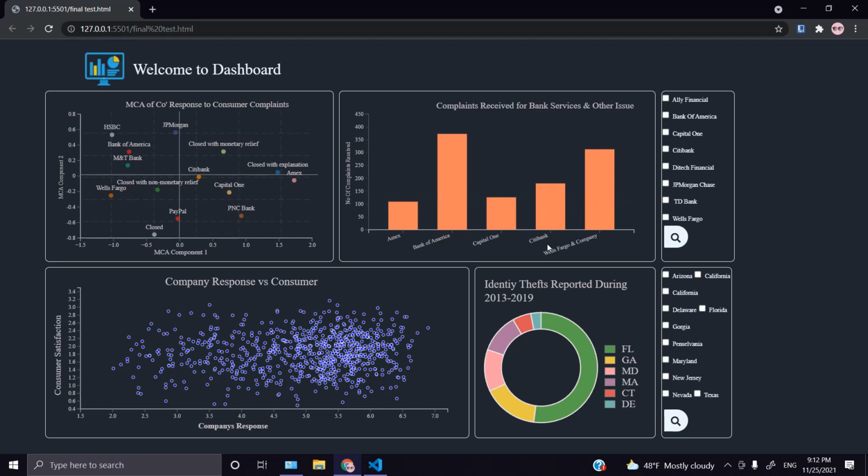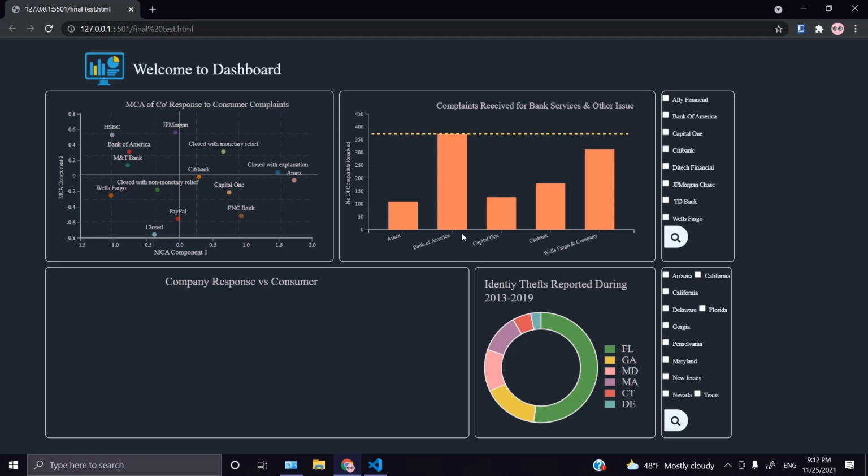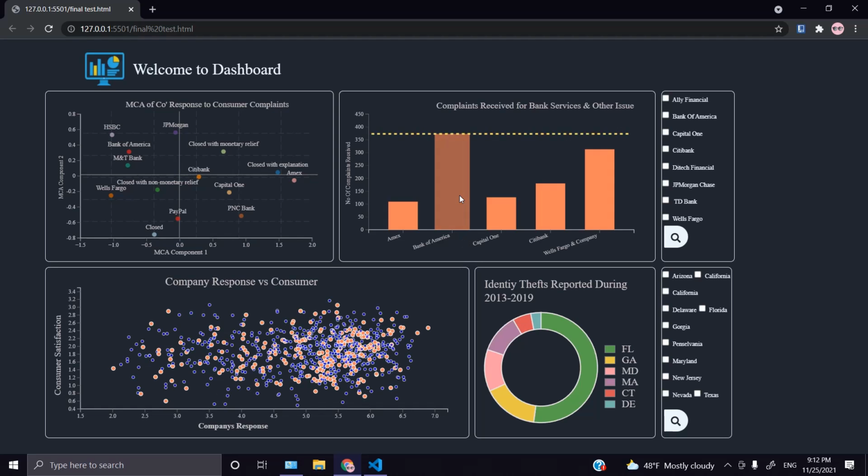So as you can see, my scatter plot is changing in conjunction with my bar chart as I go through it. It shows me their performance. The scatter plot is basically working together with the bar chart. The scatter plot has two axes: one axis is the company response, and the y-axis is customer satisfaction.